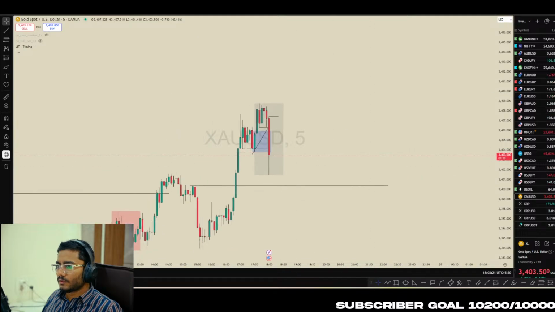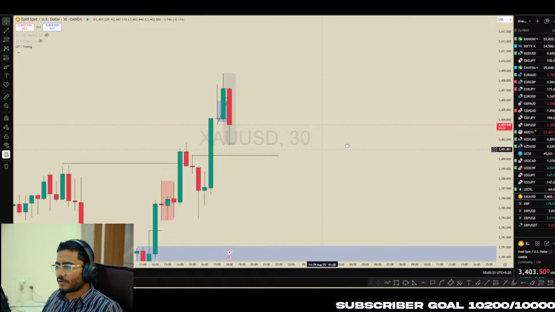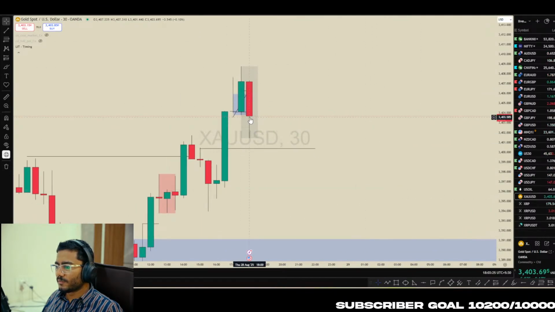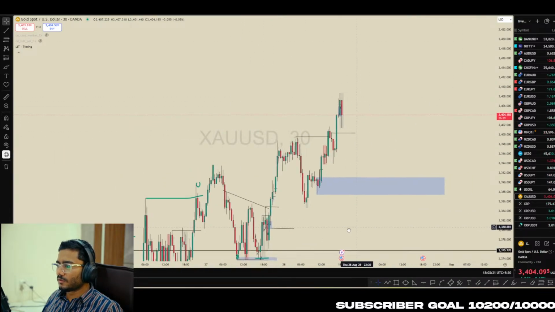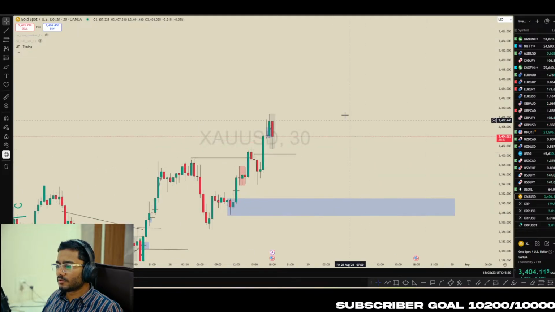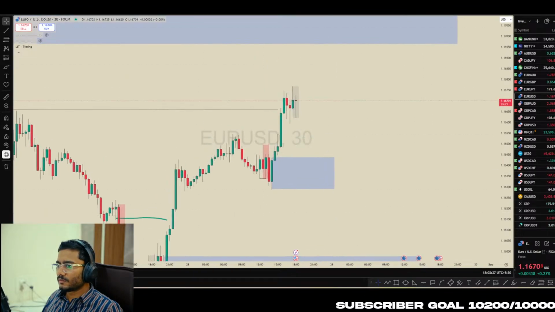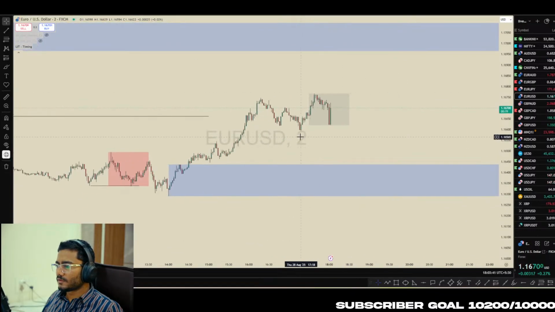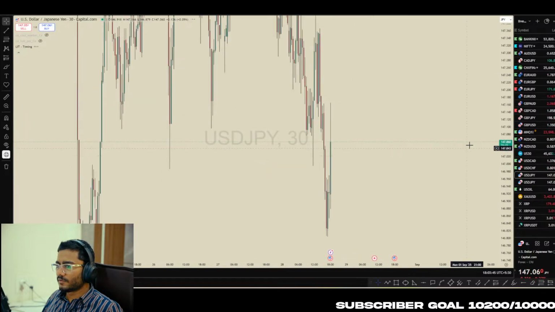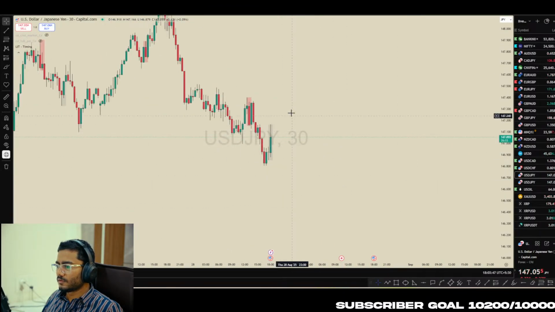Okay. So let's say if we are on 30 minutes, we can see the price is fulfilling the imbalance. And if this candle closes to the upside, probably we'll see a reversal, like an upside move on gold. On Euro USD, it just tapped this order block. Let's see what we can get. USD JPY, it's going to the downside.